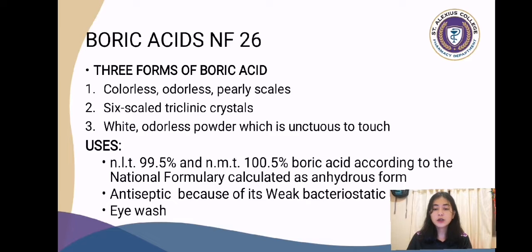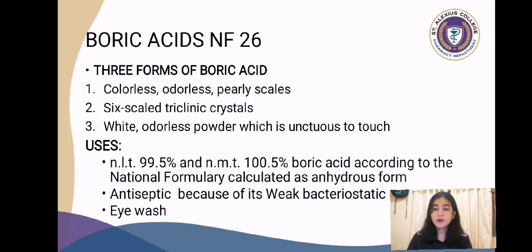Boric acid also comes in three forms. First, the colorless, odorless, and pearly scales. Second, the six-sided triclinic crystals. And lastly, the white odorless powder, which is unctuous to the touch or feels soapy. The scale and the crystalline forms are more suitable for the aqueous solution since powder floats on top of water.